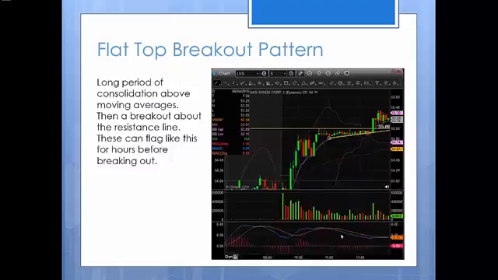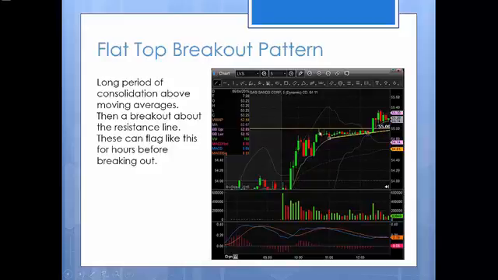So all of these chart patterns we're applying to the right stocks. Okay? This is a flat top breakout, a long period of consolidation. And you can tell from this gray area, this stock had a lot of pre-market price action. It was gapping up. It surged up out of the gates, and then we consolidated.